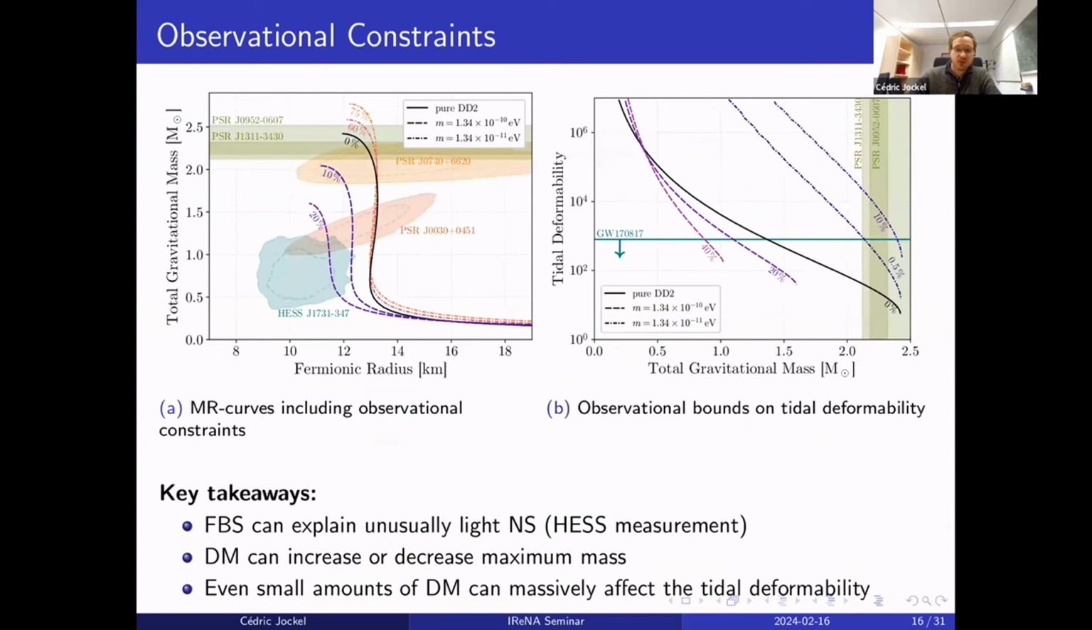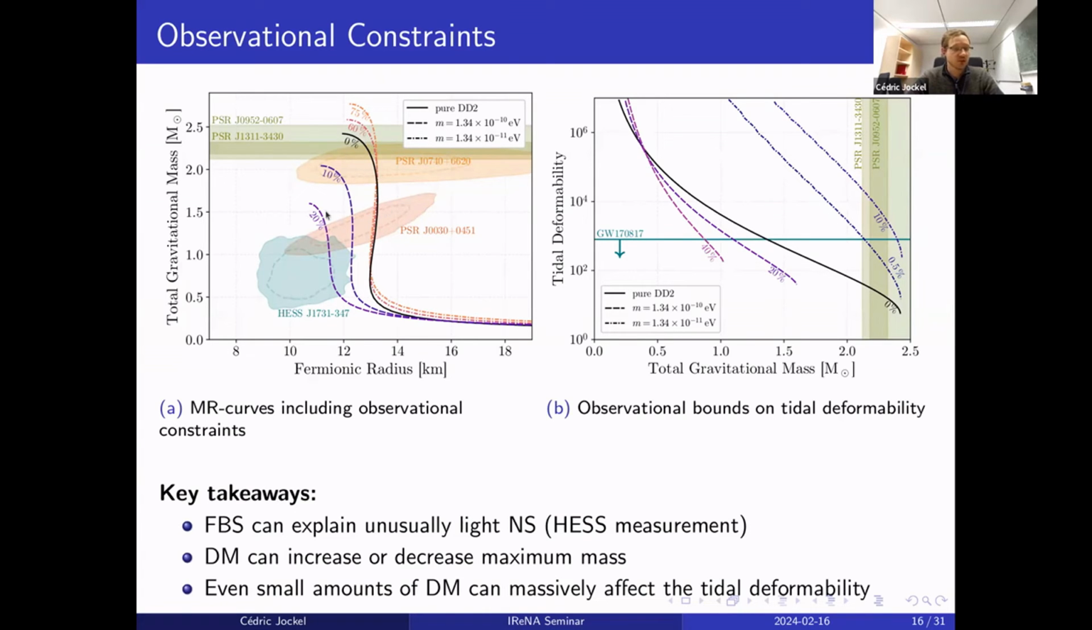So speaking of observations, of observational results, we can compare what we predict and what we have measured so far. So those shaded regions over here are all current observational constraints that have been measured. And on the left, we see mass radius curves for different fermion boson stars with different amounts of dark matter. So here the percentage is the percent of the rest mass of the whole object in dark matter. And as you can see, you can go both ways, basically. You can have some dark matter masses which decrease the maximum mass, the maximum stable mass of your neutron star, but you can also have some different dark matter mass which actually increases the total mass.